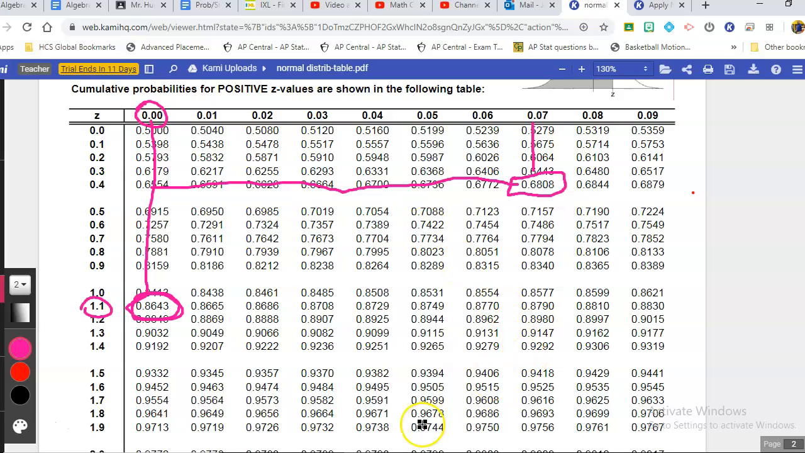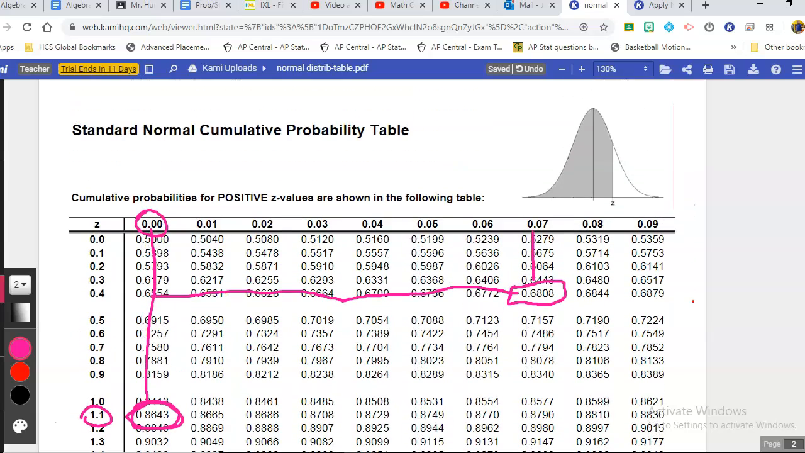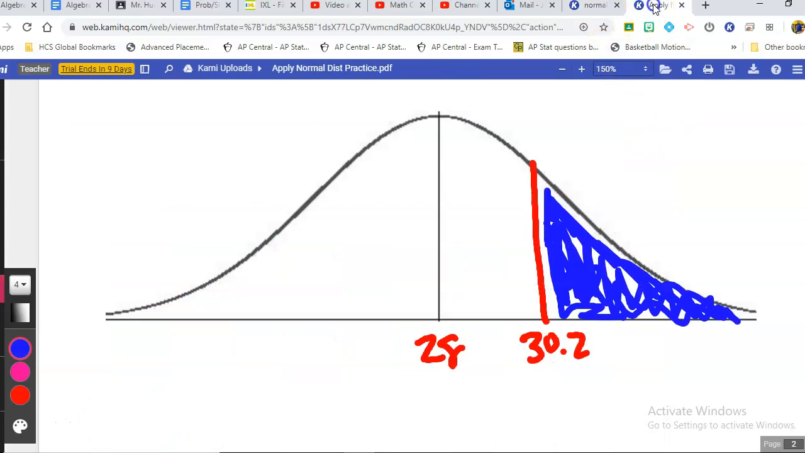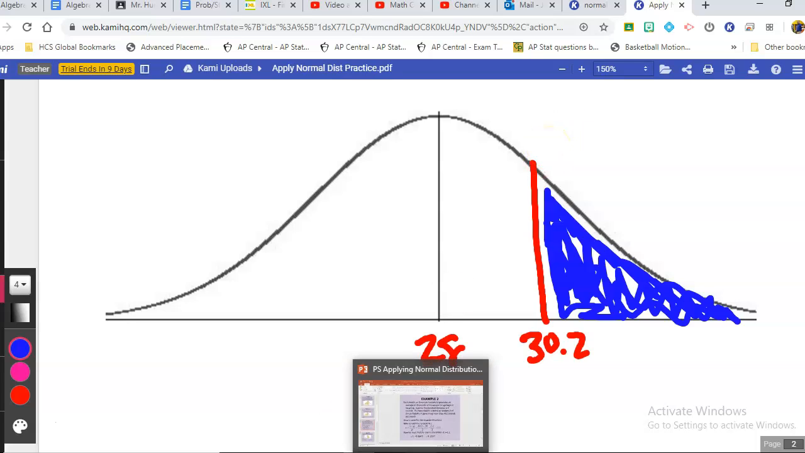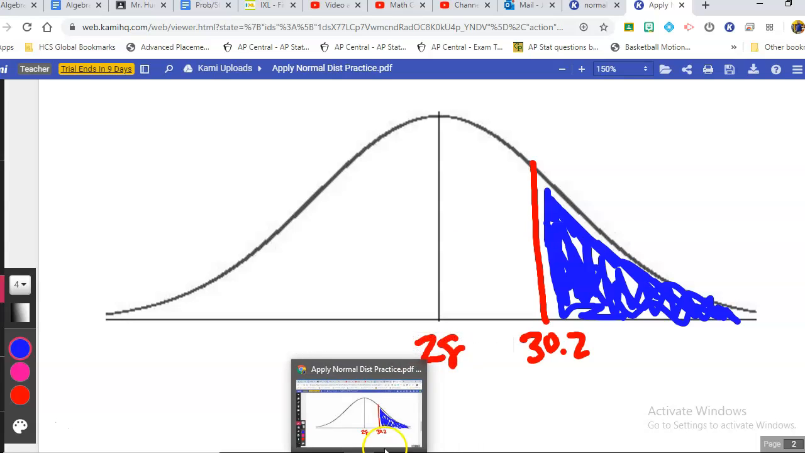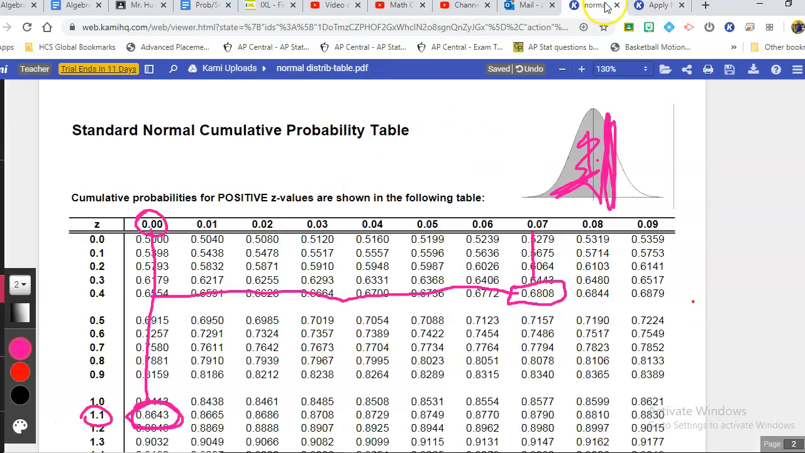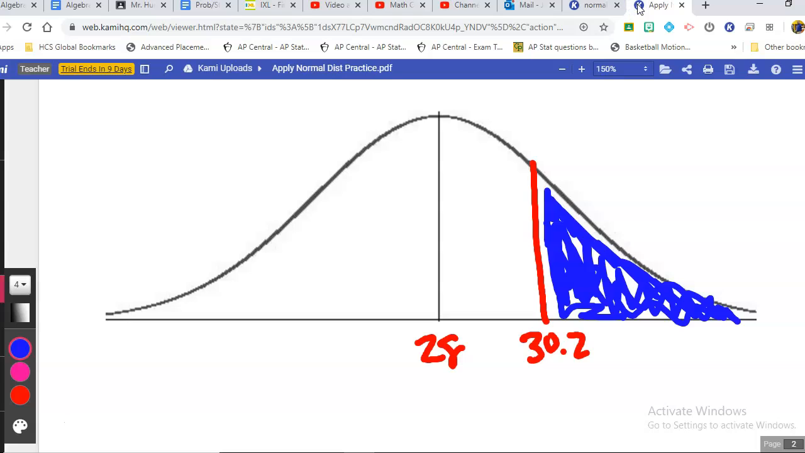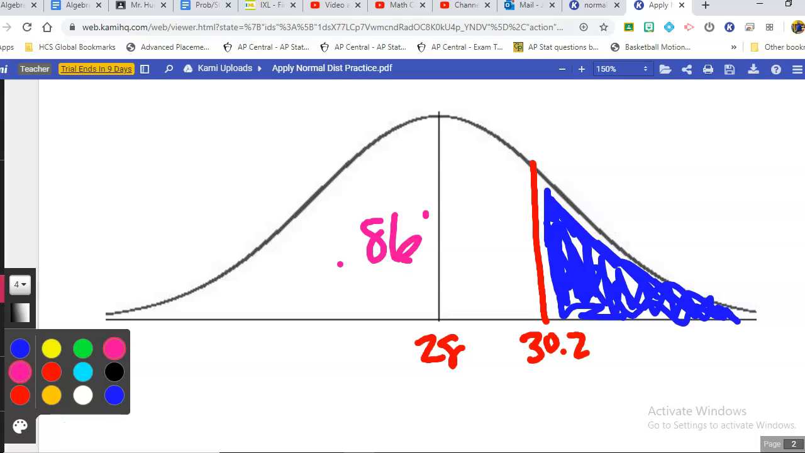0.8643. Now what that represents, and if you ever forget, you can look up here at the top, is the area that's to the left of our cutoff point. And you'll see that in your drawing on top of the table. So that 1.1 z-score, and what was it again? I just forgot what the value was, 0.8643. So that is what is in this area here, 0.8643. Well, that's not what we're interested in.